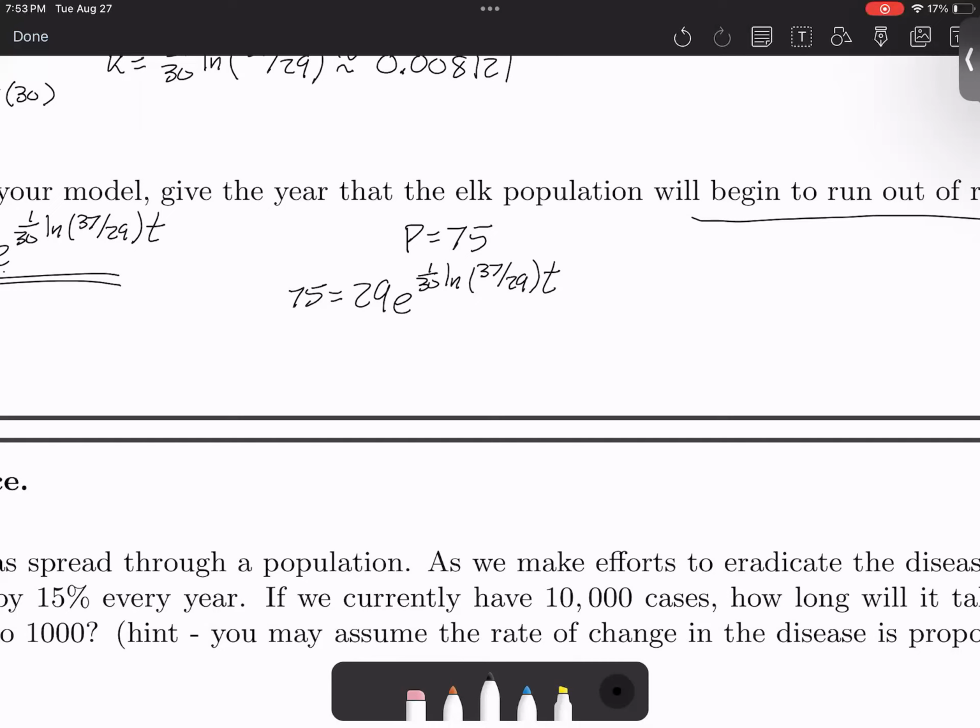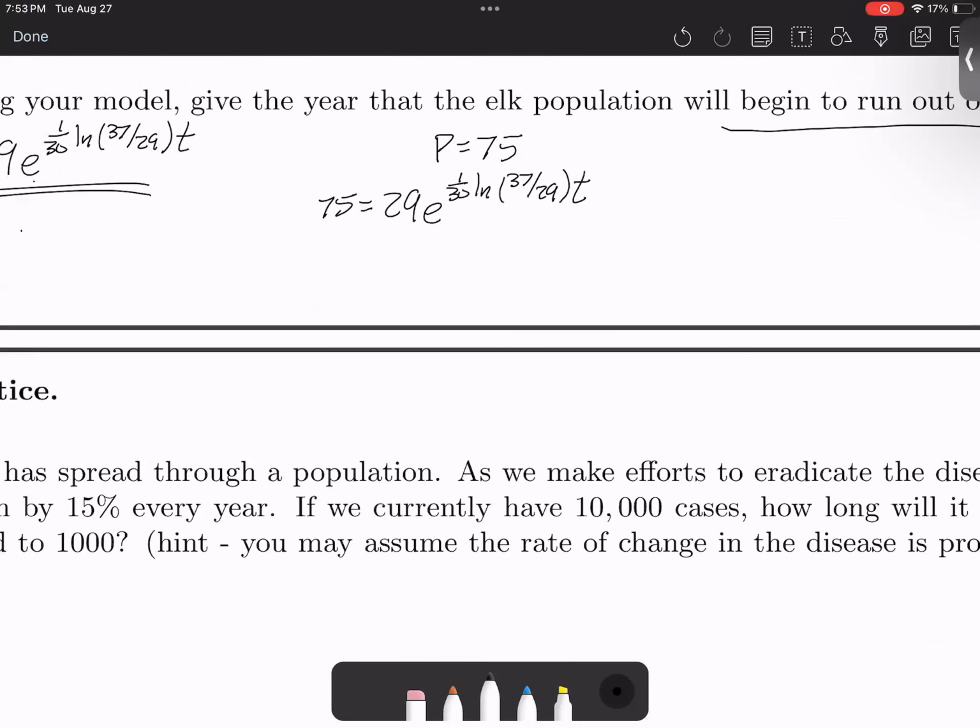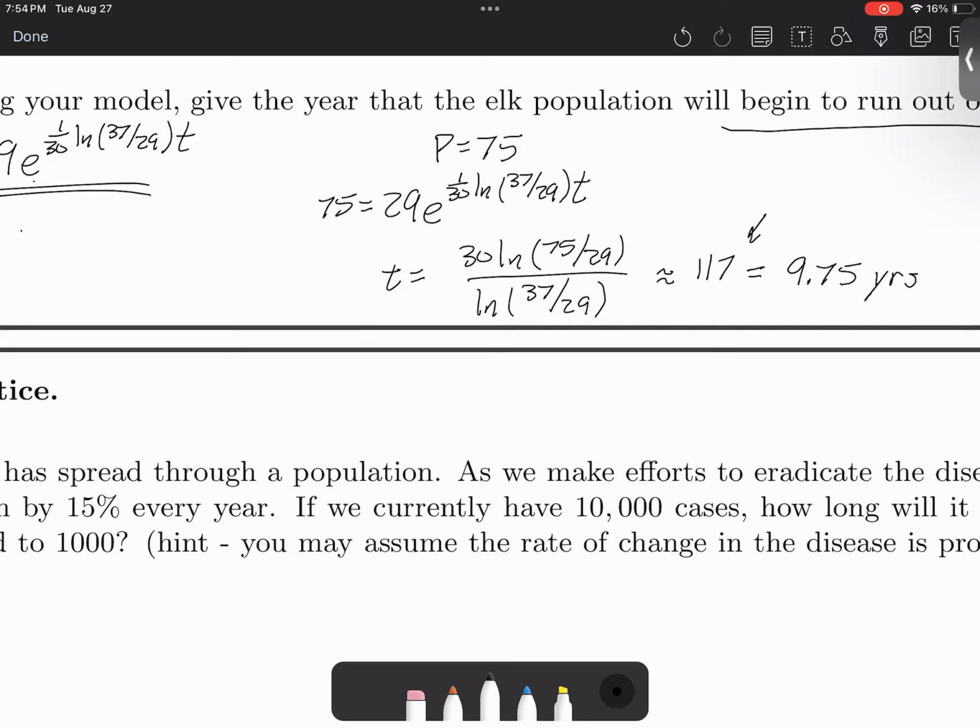And skipping the algebra, pause the video if you'd like. t is equal to 30 times the natural log of 75 over 29 divided by the natural log of 37 over 29, which is about 117 months, or about 9.75 years, because little t was measured in months.